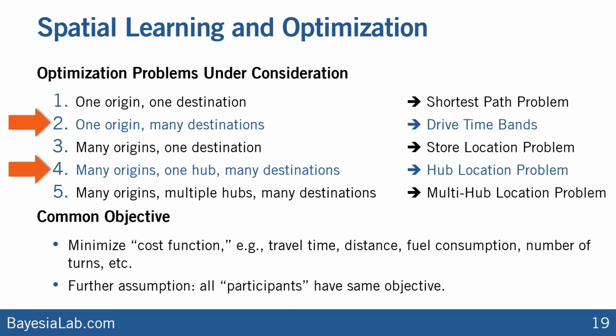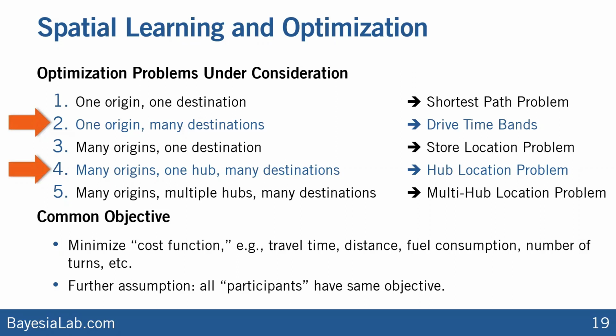Next one is many origins, one destination, prototypical for finding a location for a new venue, store, restaurant, what have you, where it's all about having this new location be as accessible as possible to the widest range of people so they can get to it.